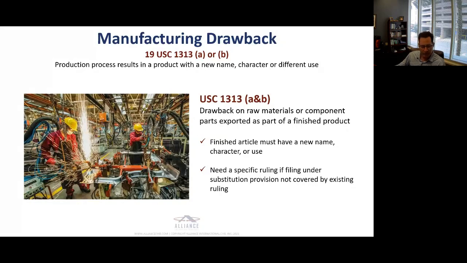Okay, the assembly process or the manufacture process can be relatively simple. There doesn't have to be a certain amount of value added. That's really not the standard. You can import a boat and a motor and attach them. You now have a different article of commerce that has a different use that would qualify for manufacturing drawback.